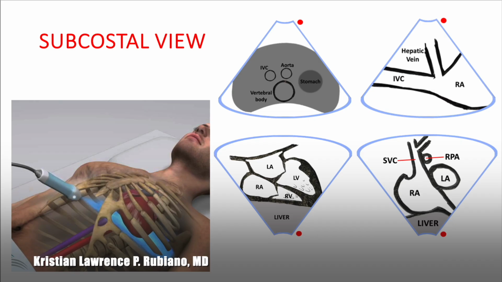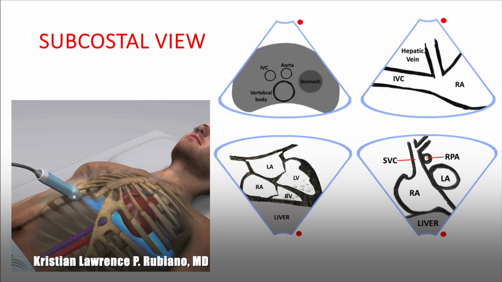Next is the pulmonary veins. This view can visualize the entrance of pulmonary veins into the left atrium, which is crucial for detecting anomalous pulmonary venous connections. Next is the atrial septum. It is useful for assessing the atrial septum, including the size and presence of any septal defects, like in cases of patent foramen ovale or atrial septal defects.